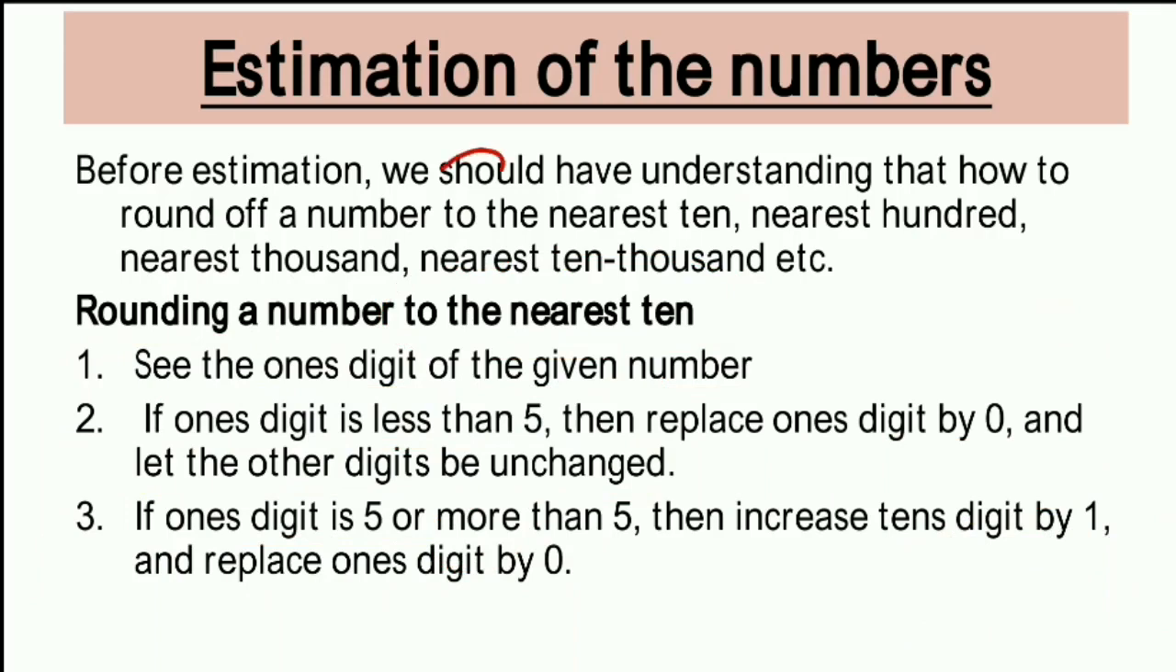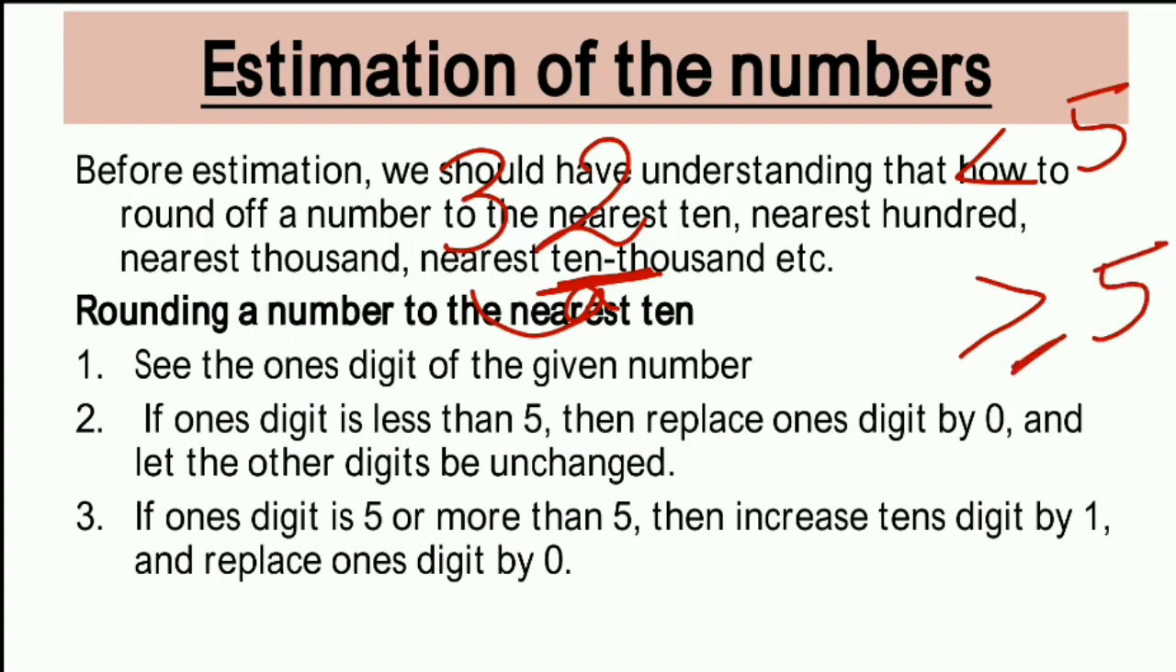Suppose that 32 is there. If I tell you to round this number to the nearest tens, we'll look at the ones digit just before the tens digit. We'll look at this digit and see whether it is less than 5 or greater than or equal to 5.